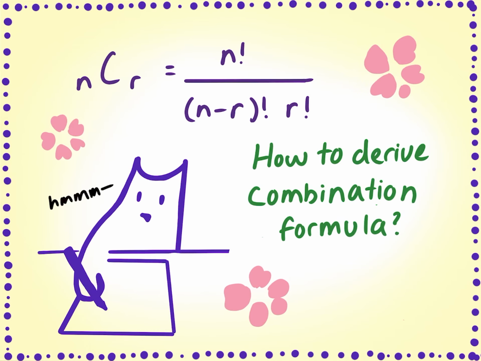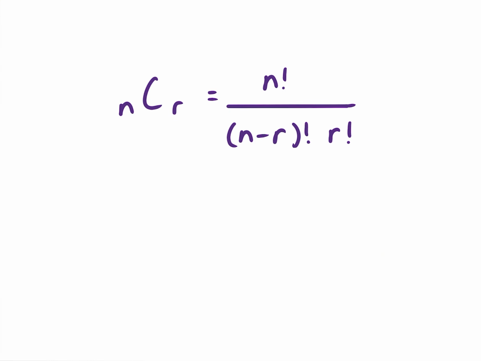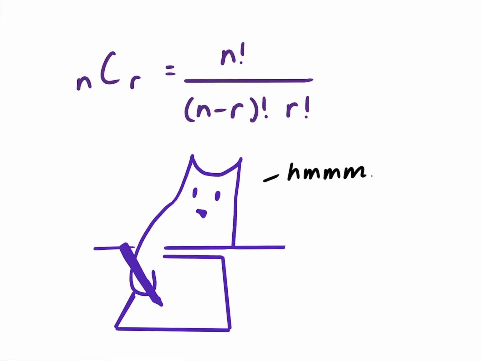The combination formula allows us to solve the number of ways you can choose R things out of N things where the order doesn't matter. It's helpful to have a formula because problems like this are common. For example, how many teams of 2 can you make out of 4 people? But it's even more helpful to know where this formula comes from.